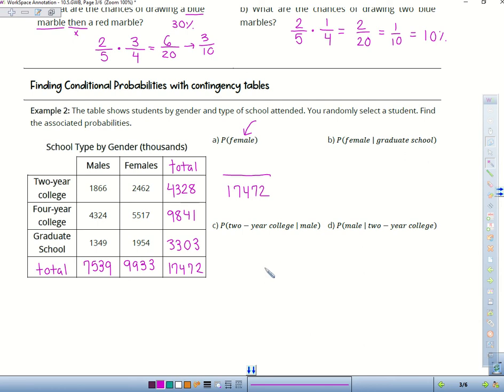So what is the probability of choosing a female? That would be 4,328 out of 17,470. Females would be 9,933 over... You got it? 7,472. Yes. So those are all the females in the school out of the total number of people.